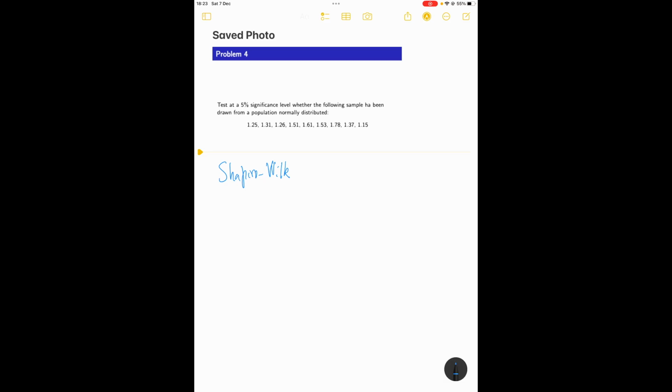The first thing we need to do is compute two numbers, which you can see in the formula set. One of them is the sum of all the data minus the mean, squared, for which we have to compute, of course, the mean. The mean will be just adding all the points, 1.25 plus 1.31 plus up to 1.15, divided by the number of points, which in this case is 9. So that's equal to 12.77 divided by 9, equal to 1.42.